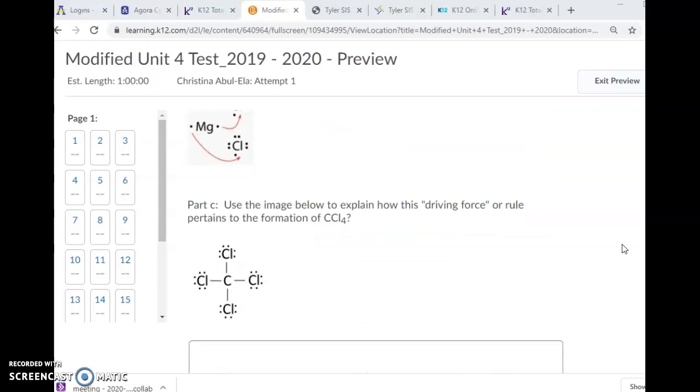And part C, use the image below to explain how this driving force or rule pertains to the formation of carbon tetrachloride, CCl4. So again, pause the recording.